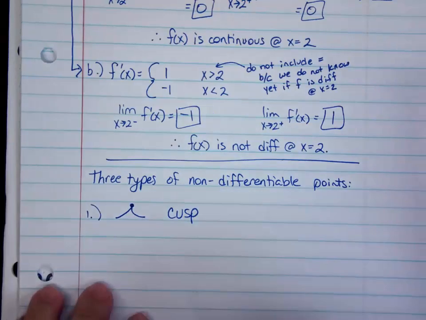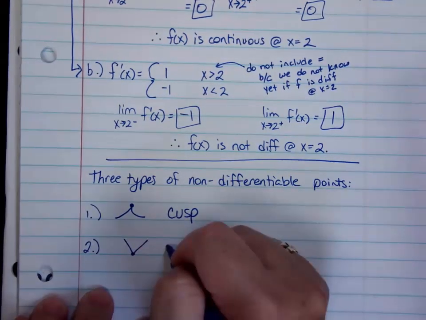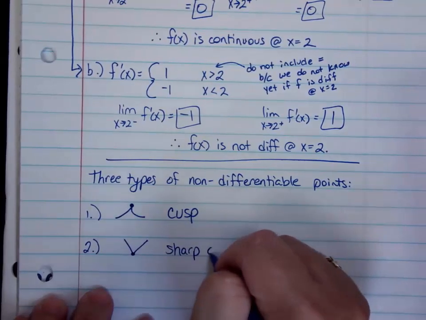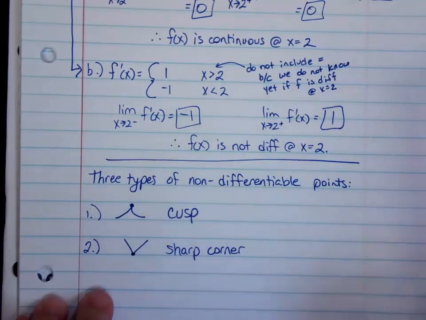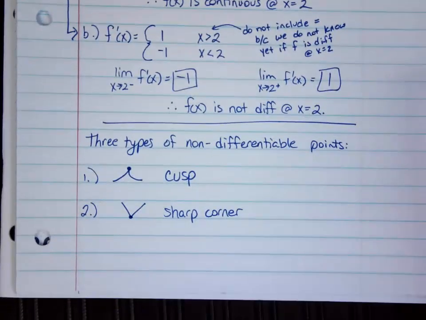Number 2 is what we just did in an absolute value, and that's called a sharp corner. So one is a cusp and another is a sharp corner. And this begs the question, well, what if one side is straight and the other side is curved? Well, you can call it whichever one you want. I usually call it cusp if it's curved at all.